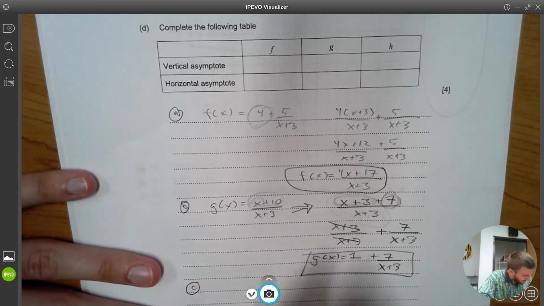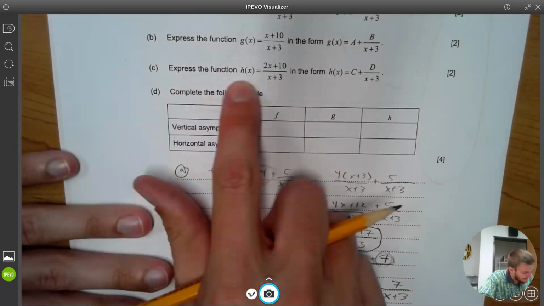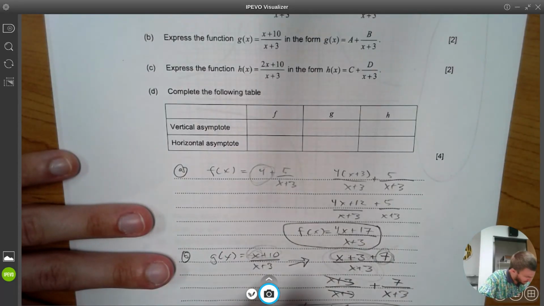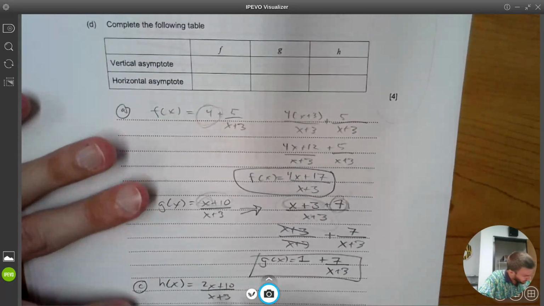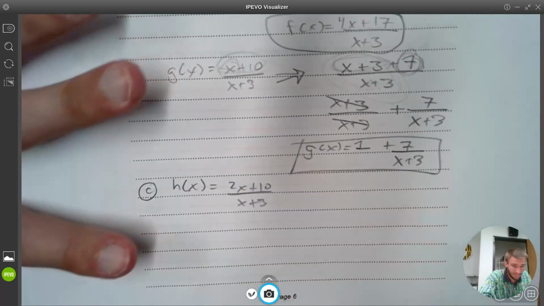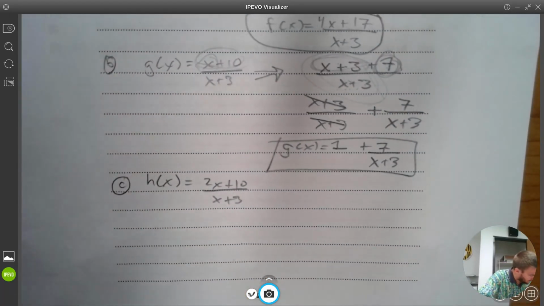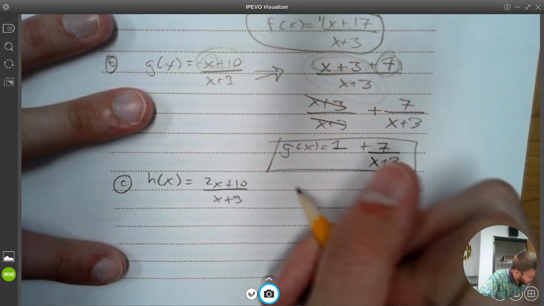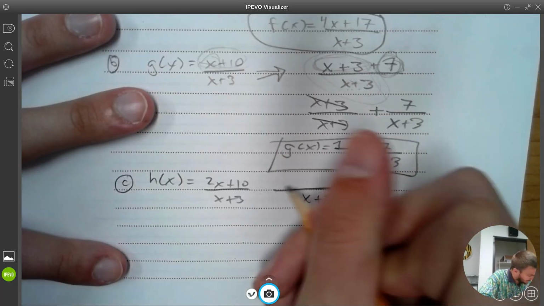And lastly, we have C, or I guess it's not lastly. C is more or less the same thing. Okay, nice. These are free points. We love these. Same exact thing. I'm just going to think about the bottom, x plus 3, and I want to get this into vertex form. So I want to think about the numerator in stacks of x plus 3.